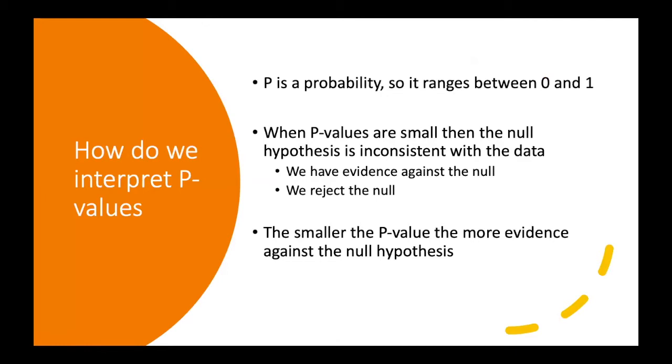When p-values are small, then the null hypothesis is inconsistent with the data. It's unlikely that we would get data like we got if the null hypothesis is true. And as a result, when our p-value is small, we have some evidence against the null hypothesis. And if that evidence is strong enough, that is, if the p-value is small enough, then we reject the null hypothesis and instead accept the alternate. So the smaller the p-value, the more evidence we have against the null hypothesis.